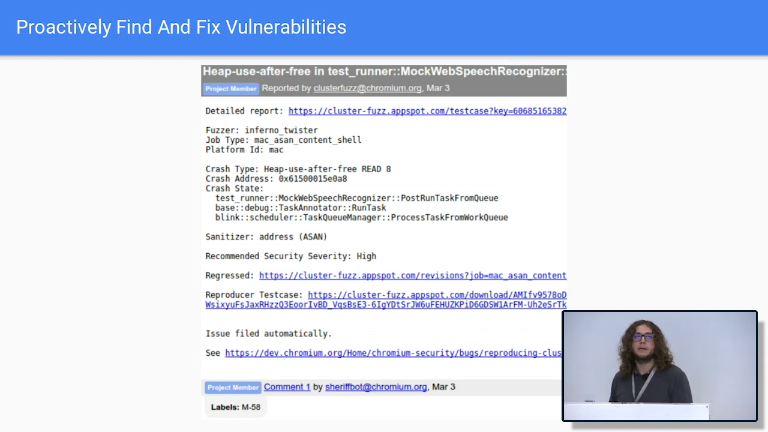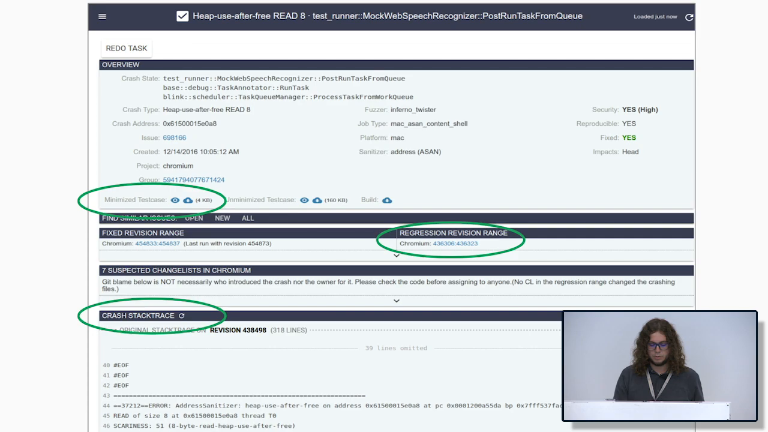So if you get a Clusterfuzz bug, you'll get something that looks like this report. The main thing to focus on here will be the link on top where it says detailed report. If you click that one, it will send you to a detailed report. And here we can focus on the three green circle parts. You can see the minimized test case at the top. If you click that one, it will show you the HTML file that Clusterfuzz was running when it triggered the crash. So this is what you can use to reproduce the crash in your own code and try to figure out what's going on.